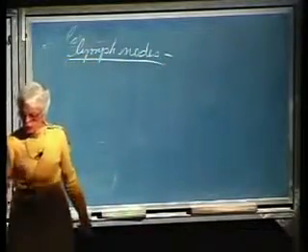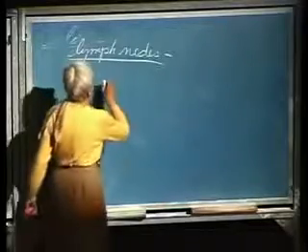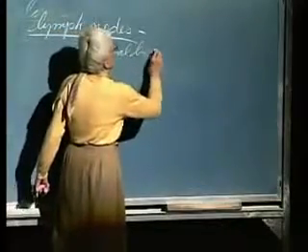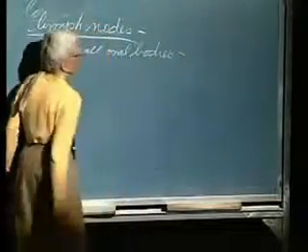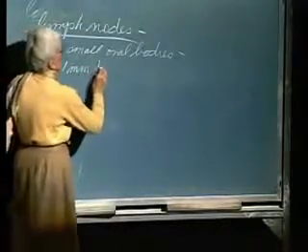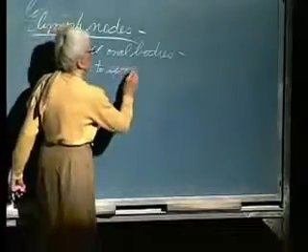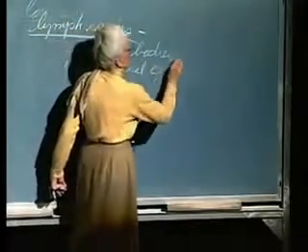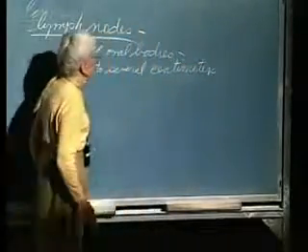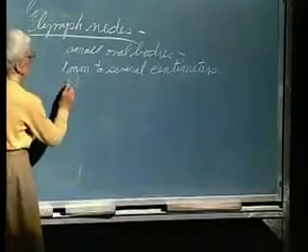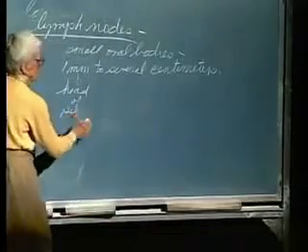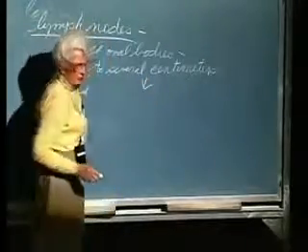Lymph nodes, again, are small oval bodies. They can be anywhere from 1 millimeter to several centimeters. To put it into something you're familiar with, 1 millimeter can be the head of a pin, and several centimeters, lima beans.